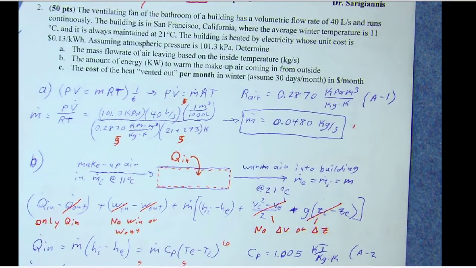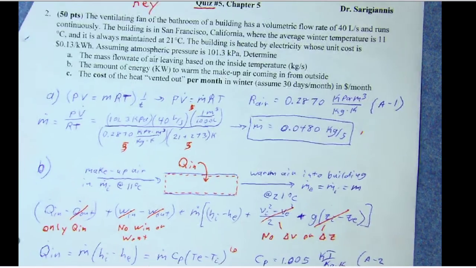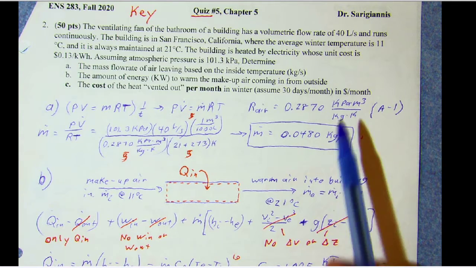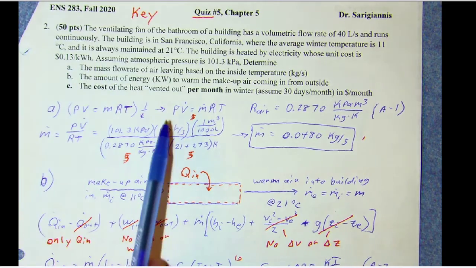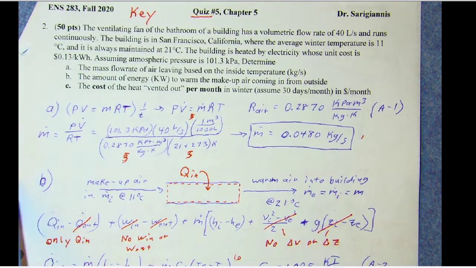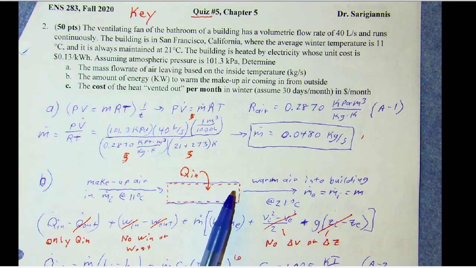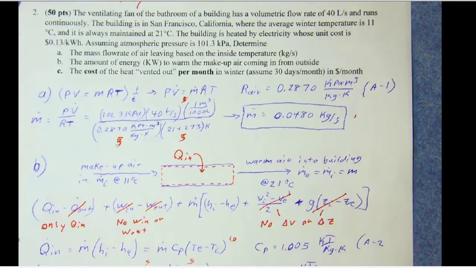All right. Number 2 here, ventilation fan of the bathroom. I basically told you this problem was going to be on there, except we did it in class as cooling. This is basically heating, right? So we're given the volumetric flow rate, the temperatures of the building and the outdoors, and the unit cost of electricity. The first one is just the ideal gas law, and I think everyone got this. So I'm not going to spend too much time on that, just calculating the mass flow rate from that.